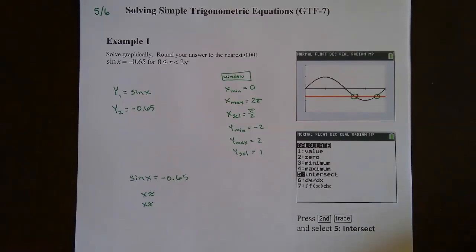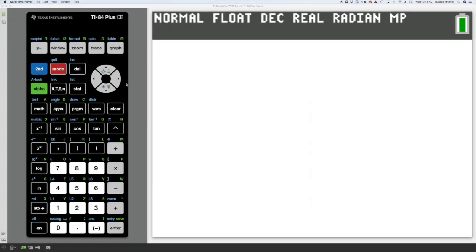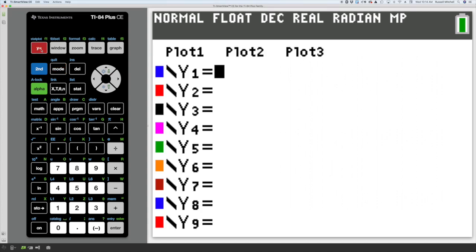All right, so let's go to our graphing calculators and let's solve this. From our home screen on our calculator, we're going to press y equals, and then we're going to type in sine of x.